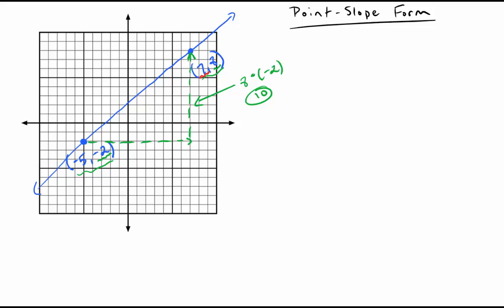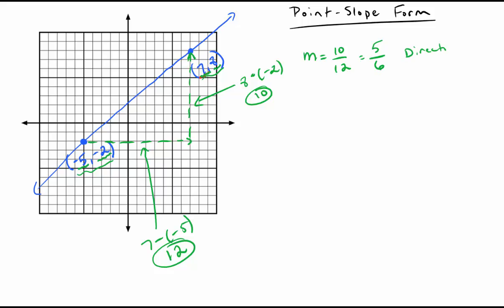And then we can get the change in x by counting from -5 up to 7, which we can get through subtraction as well. 7 minus -5, or in this case, 12. And so now we have our slope. Our slope is just 10 over 12, which we could, of course, reduce down to 5 over 6.